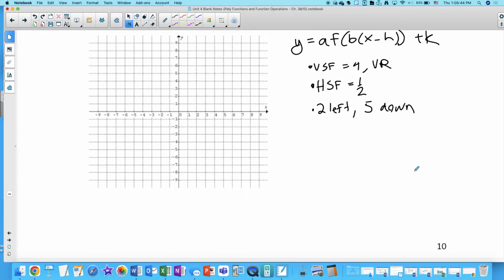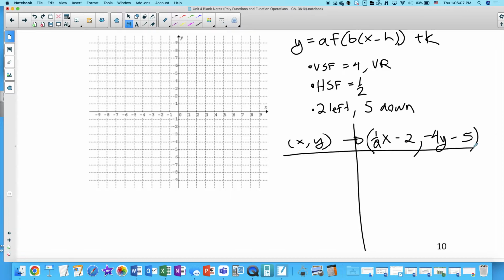Okay? Now, the important piece, unless you're asked to list them, which you could be, is that you can do this mapping notation of (x, y) mapping to (1 over bx plus h, ay plus k), so 1 over 2 x, plus h, that's minus 2, and ay plus k, negative 4y minus 5. Okay? And then point by point, if I take (-2, -8), (-1, -1), (0, 0), (1, 1), and (2, 8), if I can map these points, I should be able to get a pretty good idea of what the shape of my graph is going to look like.